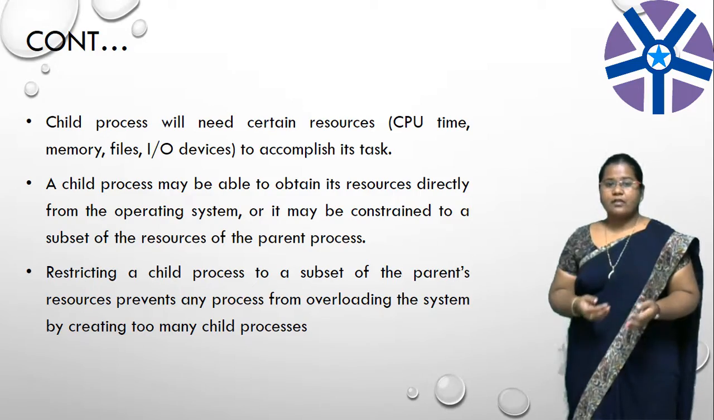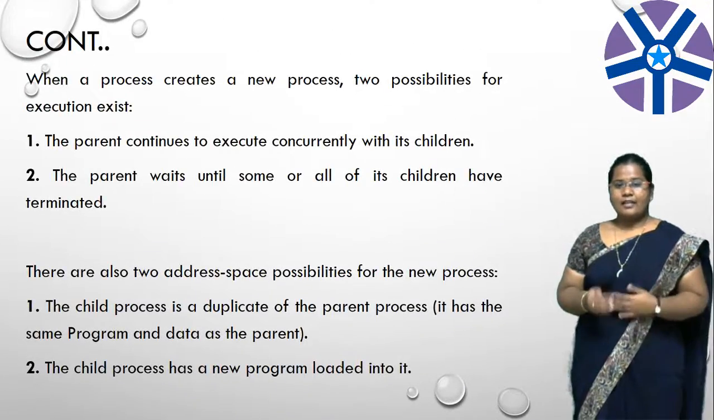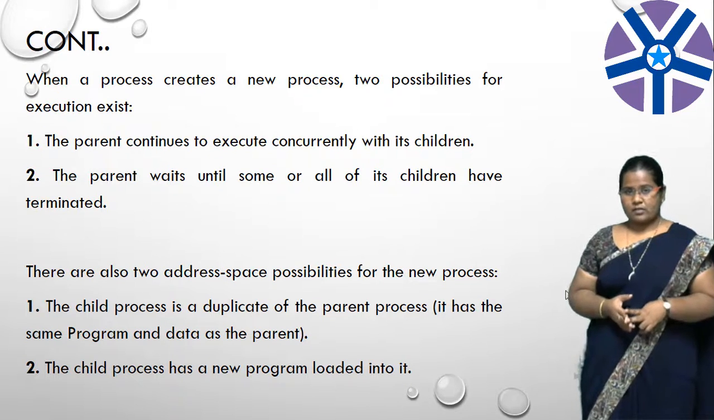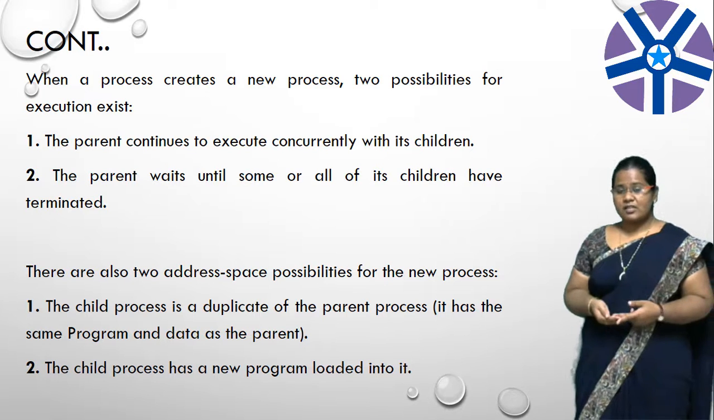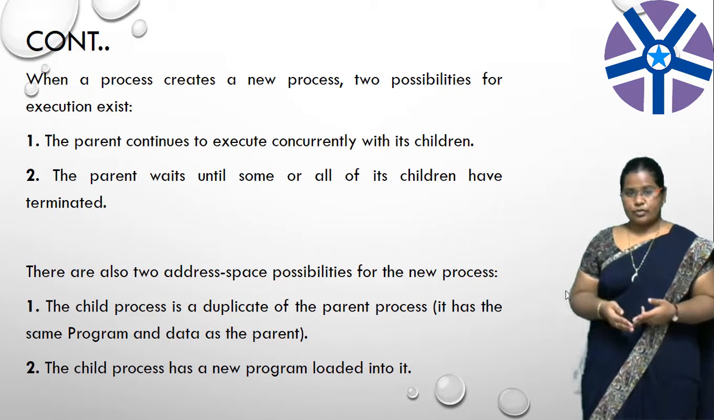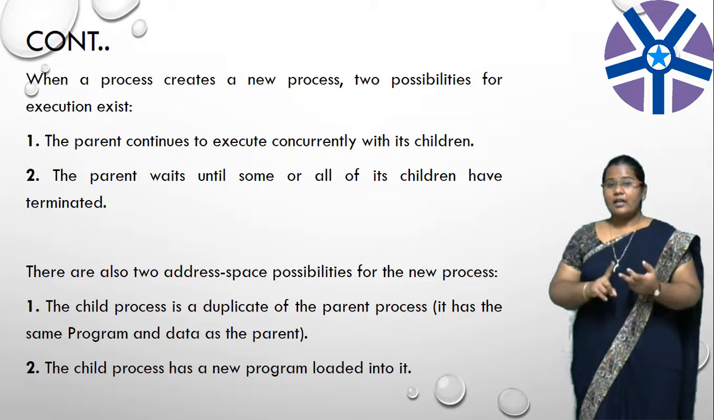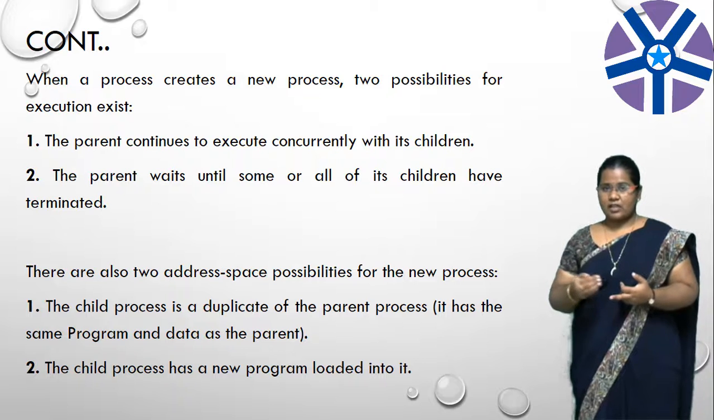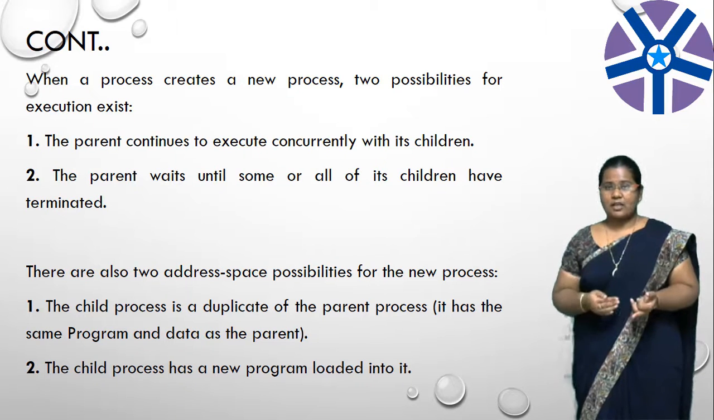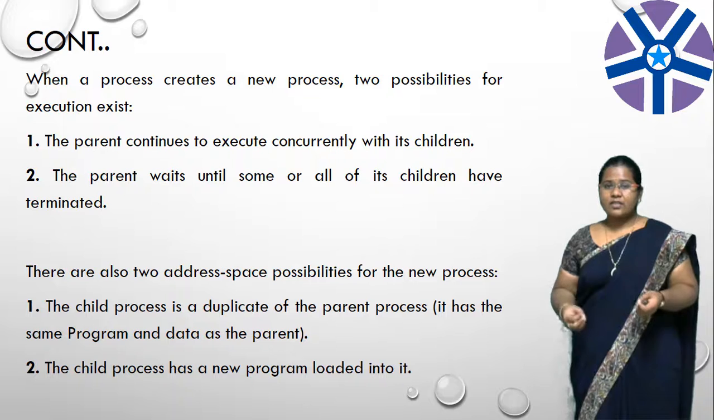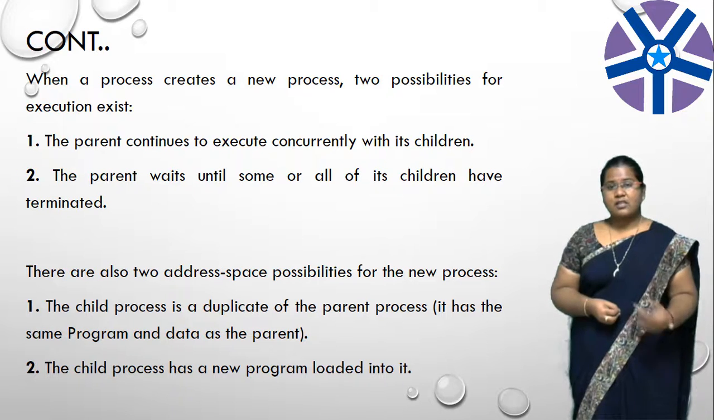And next we have two concepts that have to be remembered while creating a new process. When a process creates a new process, there are two possibilities in its execution. In execution, both the parent and child process may execute simultaneously, concurrently. At the same time, both parent and child process can execute. And the other case is that the parent will wait until the child process executes, and whenever the child exits, the parent resumes its execution.